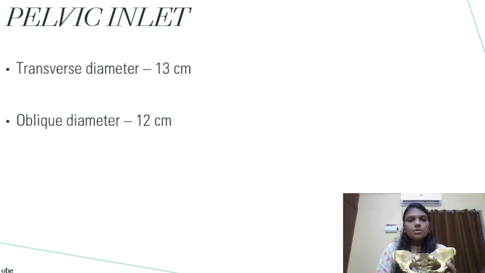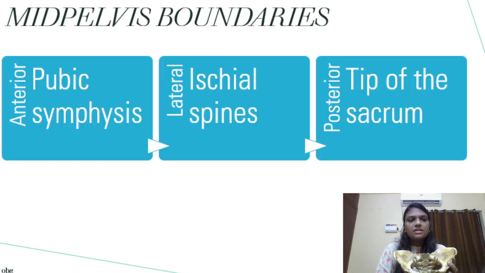Now let us see about the mid-pelvis, boundaries and the diameters of the mid-pelvis. Anteriorly, the mid-pelvis is bounded by the pubic symphysis. Laterally, it is bounded by the ischial spines, and posteriorly, by the tip of the sacrum. This forms the mid-pelvis.